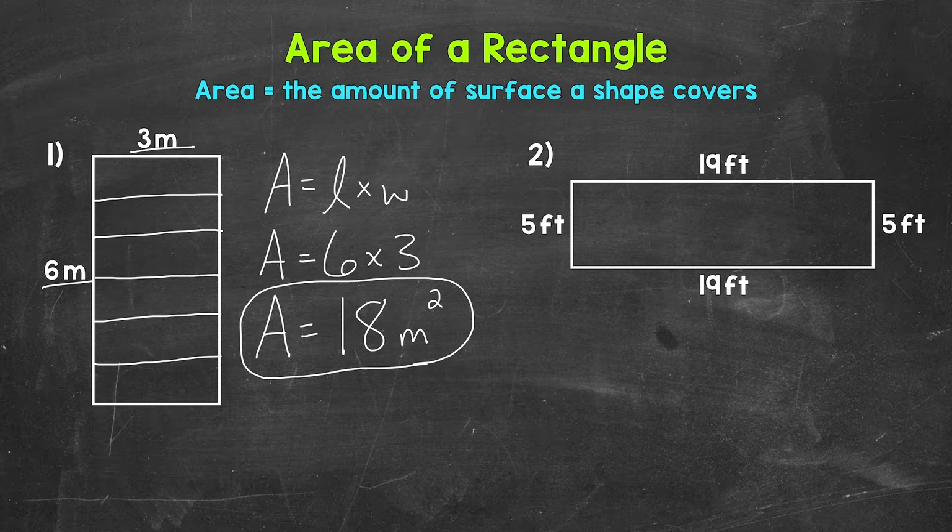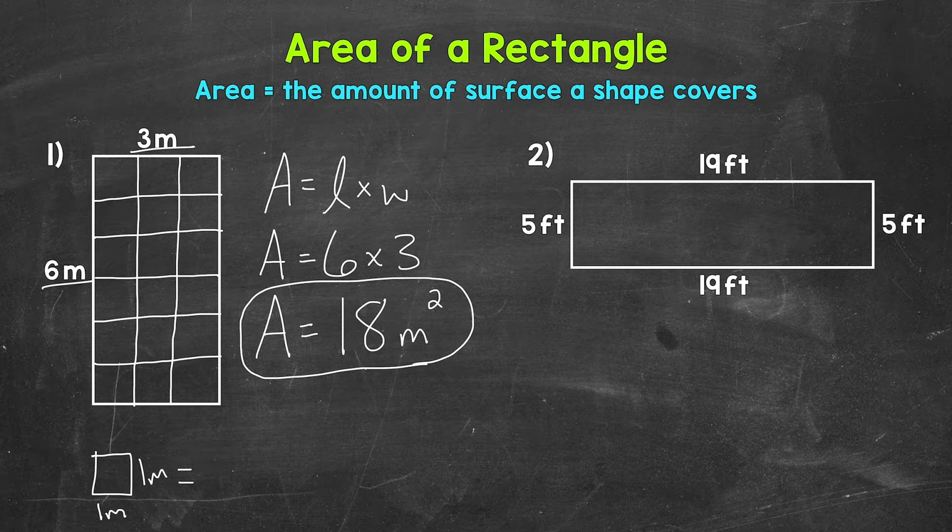And now we can do the width. So 3 meters. 1, 2, and 3. You'll notice that we have squares now. These are square units. And specifically for number 1, those are square meters. That just means that each square is 1 meter by 1 meter. And this is a square meter.